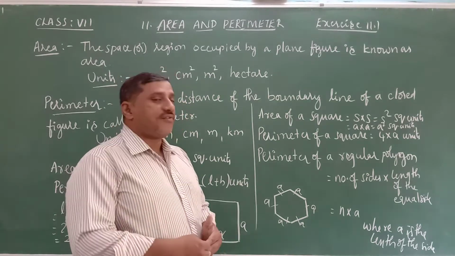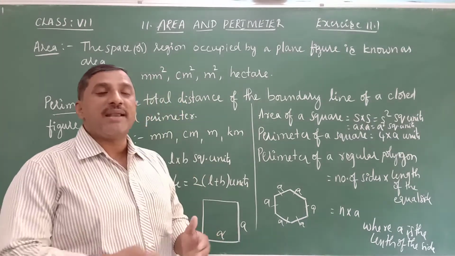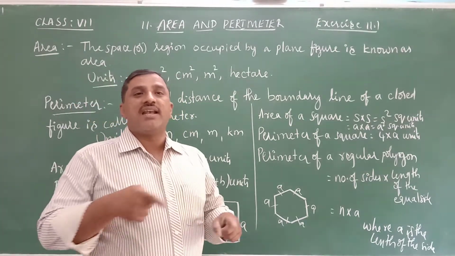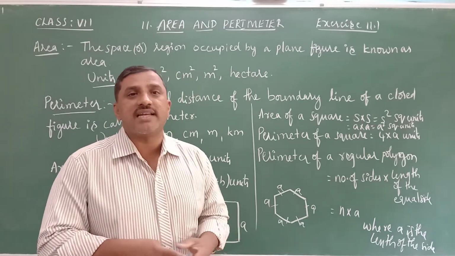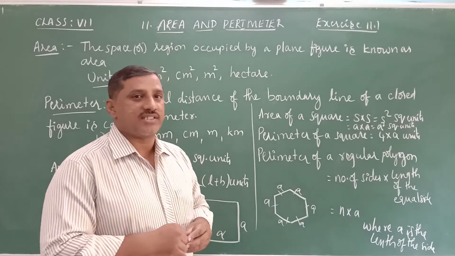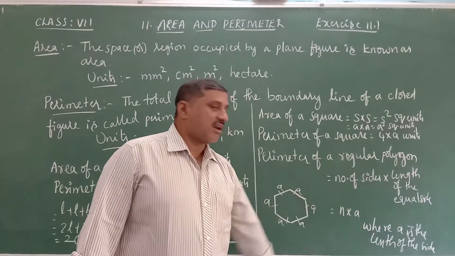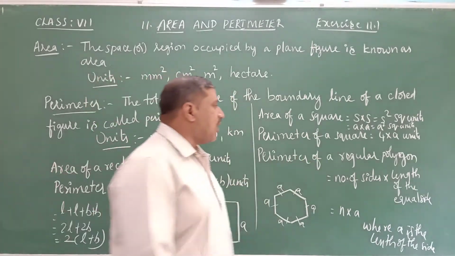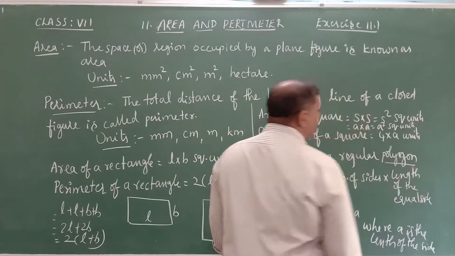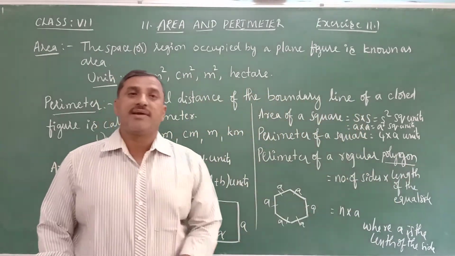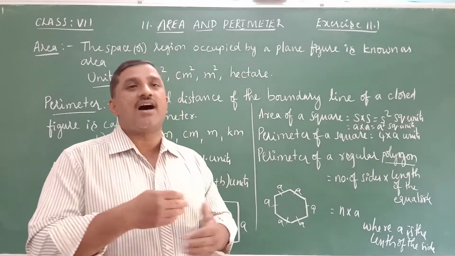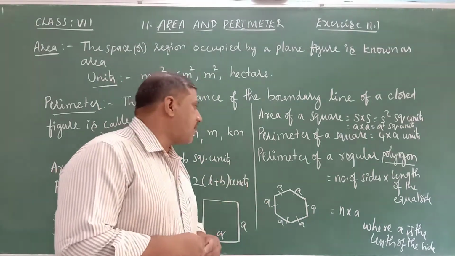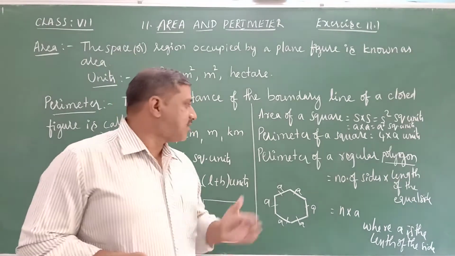Now perimeter of a triangle we have studied. Perimeter of a triangle is the sum of the lengths of the three sides of the triangle, which we studied in class 6. Now perimeter of a regular polygon. What is a polygon first? A polygon is a closed figure made up of line segments. How many line segments? 3 or more than 3. Such closed figures are known as polygons.